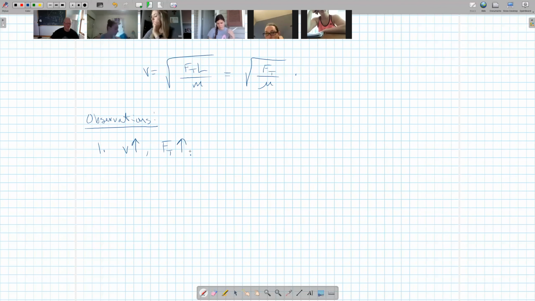So, question: does this make sense? If I put this under more tension, why does it make sense that the velocity goes faster? If I have more tension, why does it make sense that the velocity is faster?